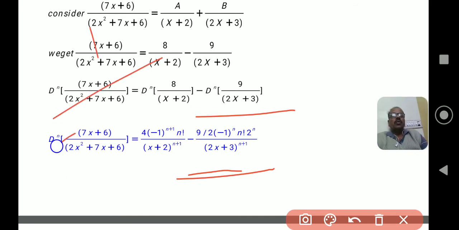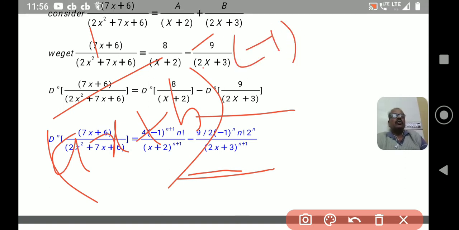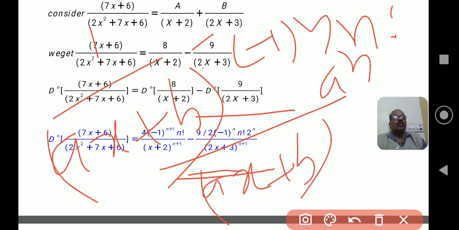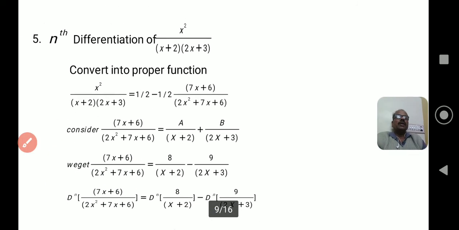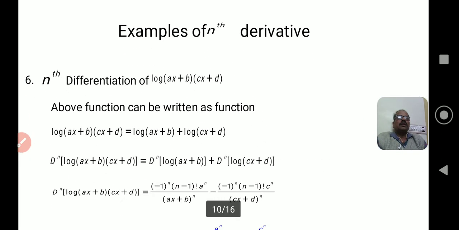This is of the type 1 over ax plus b. The result is minus 1 to the power of n, n factorial, a to the power of n divided by ax plus b whole to the power of n plus 1. I applied this result here for the linear terms in the denominator. Next, you should recall once again the procedure: bring the proper fraction, apply the procedure of partial fractions, and find a and b, the unknowns, then apply the nth derivative formula for 1 over ax plus b, and we get this result. Okay, we can come to the next result here.